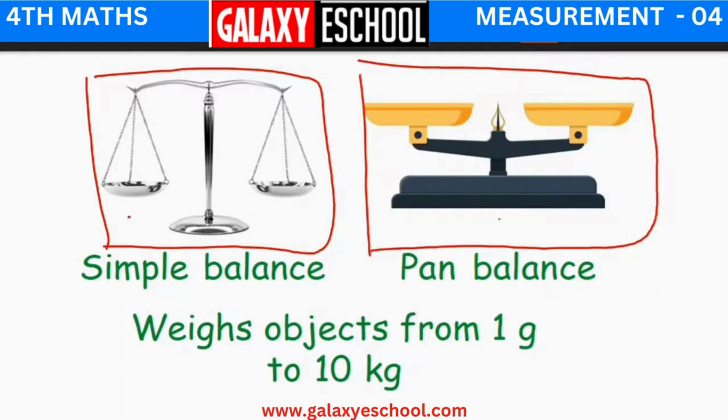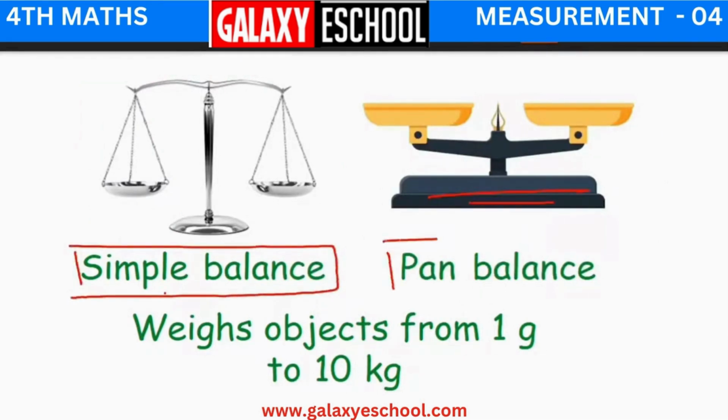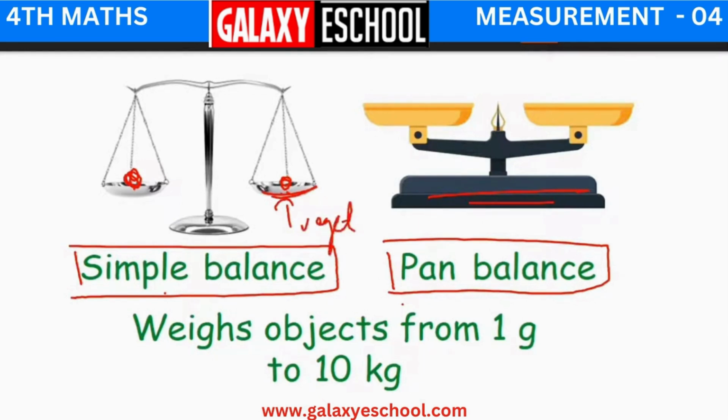Mostly these types of balances are used in vegetable markets. This is called a balance, a simple balance. This is called a pan balance. In one pan we put the weight and in the other pan, or the other plate, we put the vegetables or the objects that we want to weigh. Yes children, when this weight is equal to the weight of the vegetables or the objects, then this will be balanced. It will be in a straight line.